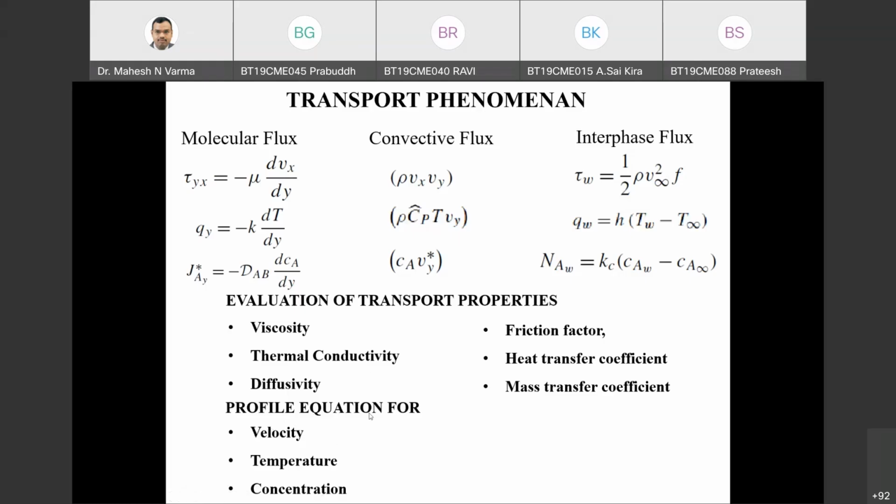Maybe out of 30 classes, 3-4 classes will be for estimation of viscosity, thermal conductivity, and diffusivity. 3-4 classes will be for estimation of friction factor, heat transfer coefficient, and mass transfer coefficient. And almost 20 classes will be for getting the velocity profile in momentum transfer, the temperature profile in heat transfer, and the concentration profile in mass transfer. This is all about transport phenomena which we are going to cover in the next 30 classes. Okay, so this is what I have concluded.